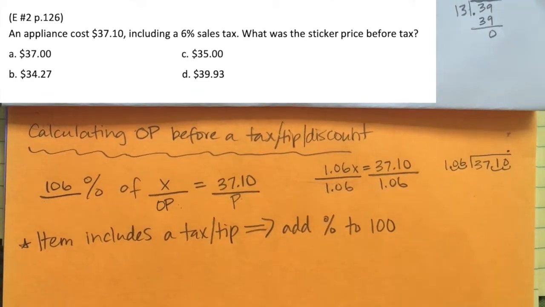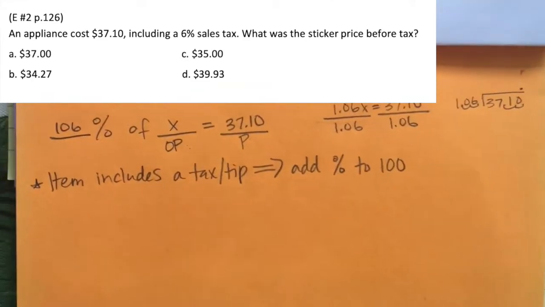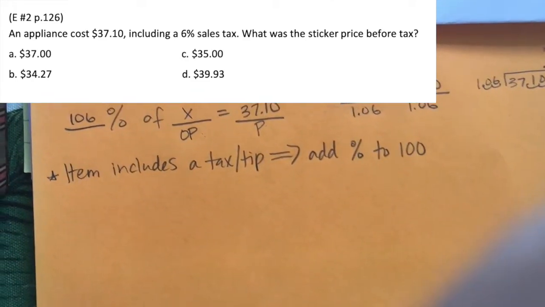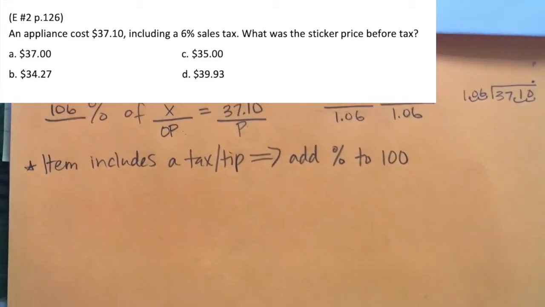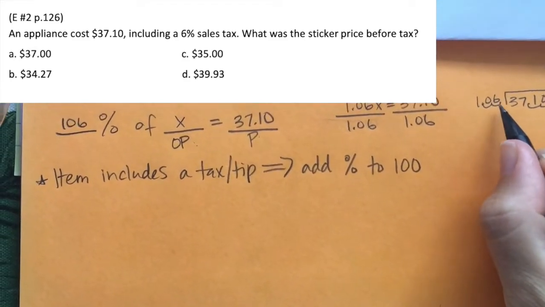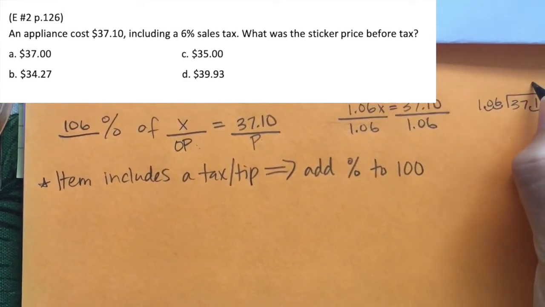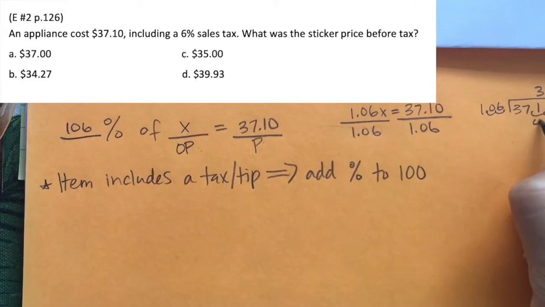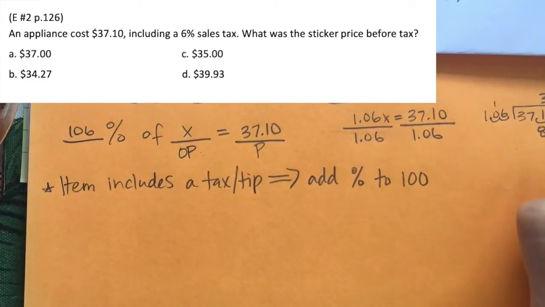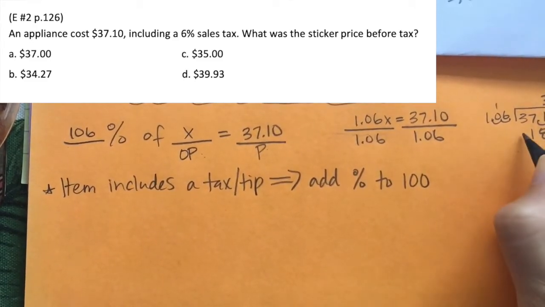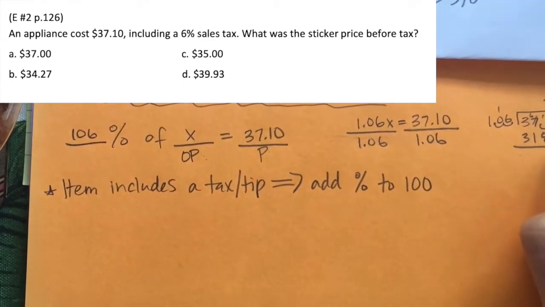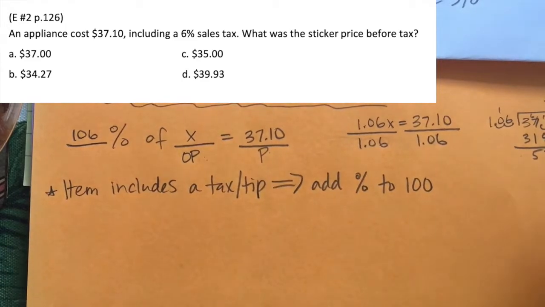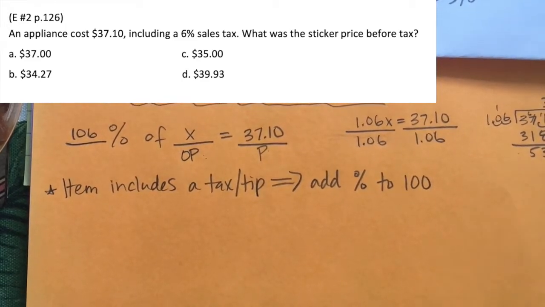Now if you notice the answers in this question, they all begin with 3, so we know that the first digit has to be a 3, right? So 106 can go into 371 3 times. That's going to be 318. Okay, bring down the 0.